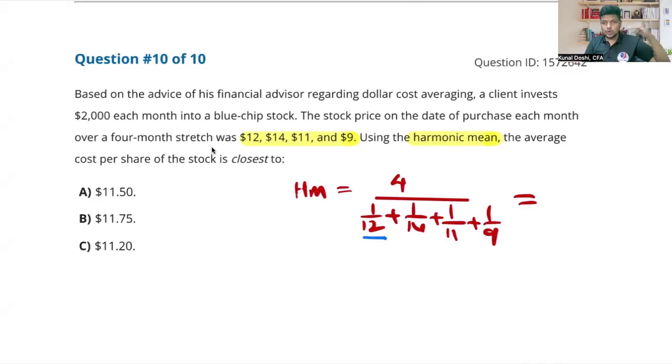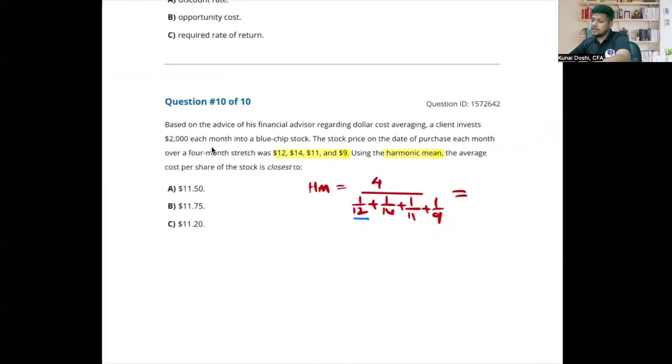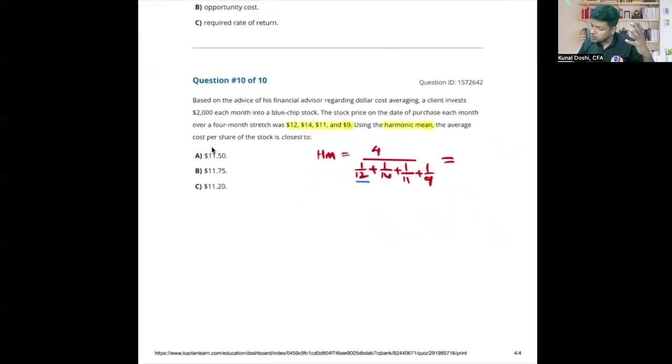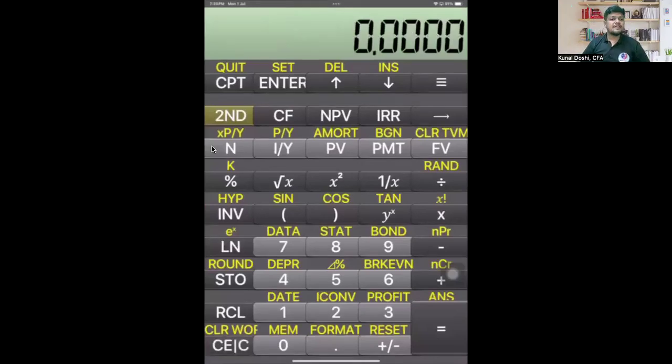Store 1. Everyone knows what the store function is. I've met so many candidates who told me, Kunal, we never knew the store function. Is there anyone who doesn't know the store function? Yes, let me show you how to store it. It's okay if you don't know, because for some of you it's the first time.